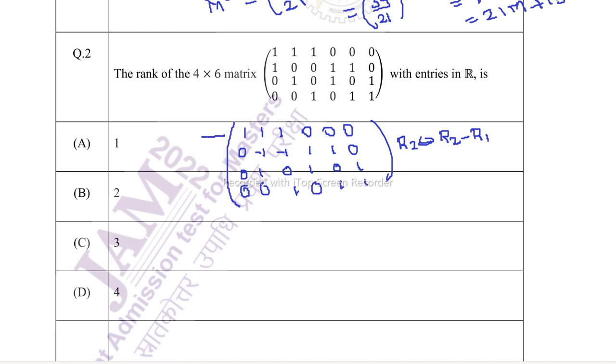Now scan the first row. You will get a non-zero entry here. The corresponding columns are 0. Okay, now we did the first step.